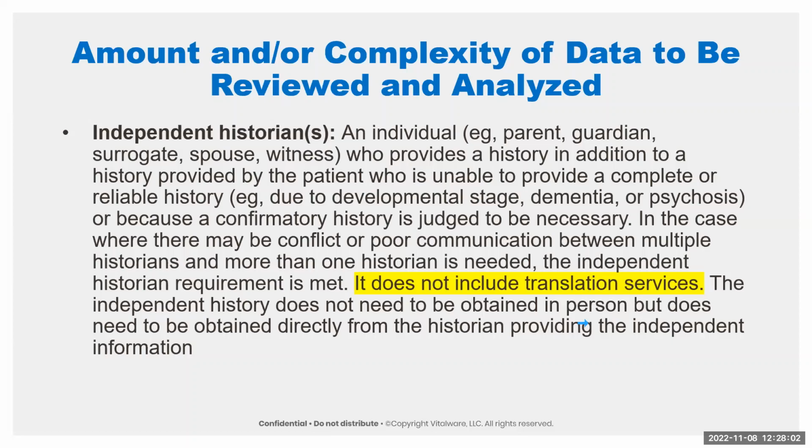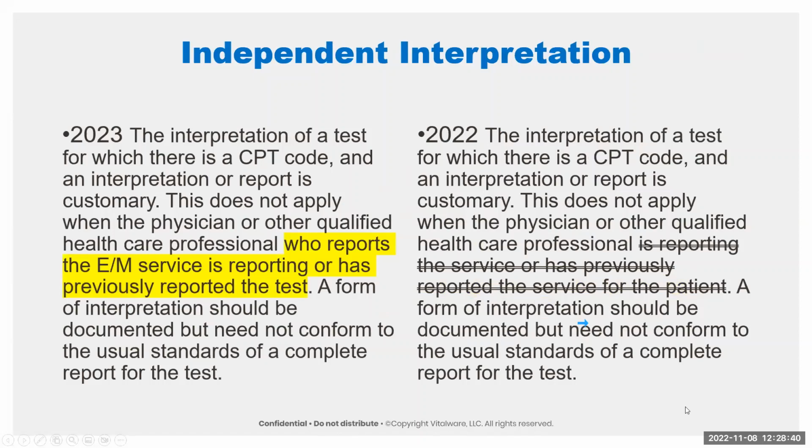Sometimes that'll be difficult to translate when you have a family member who's doing the translation services. So it would be important to note what is being provided as an independent historian giving the history of that patient versus being translation services. So that's something you might need to watch out for. So just remember, the independent historian must be providing the patient's history and not just be relaying information.